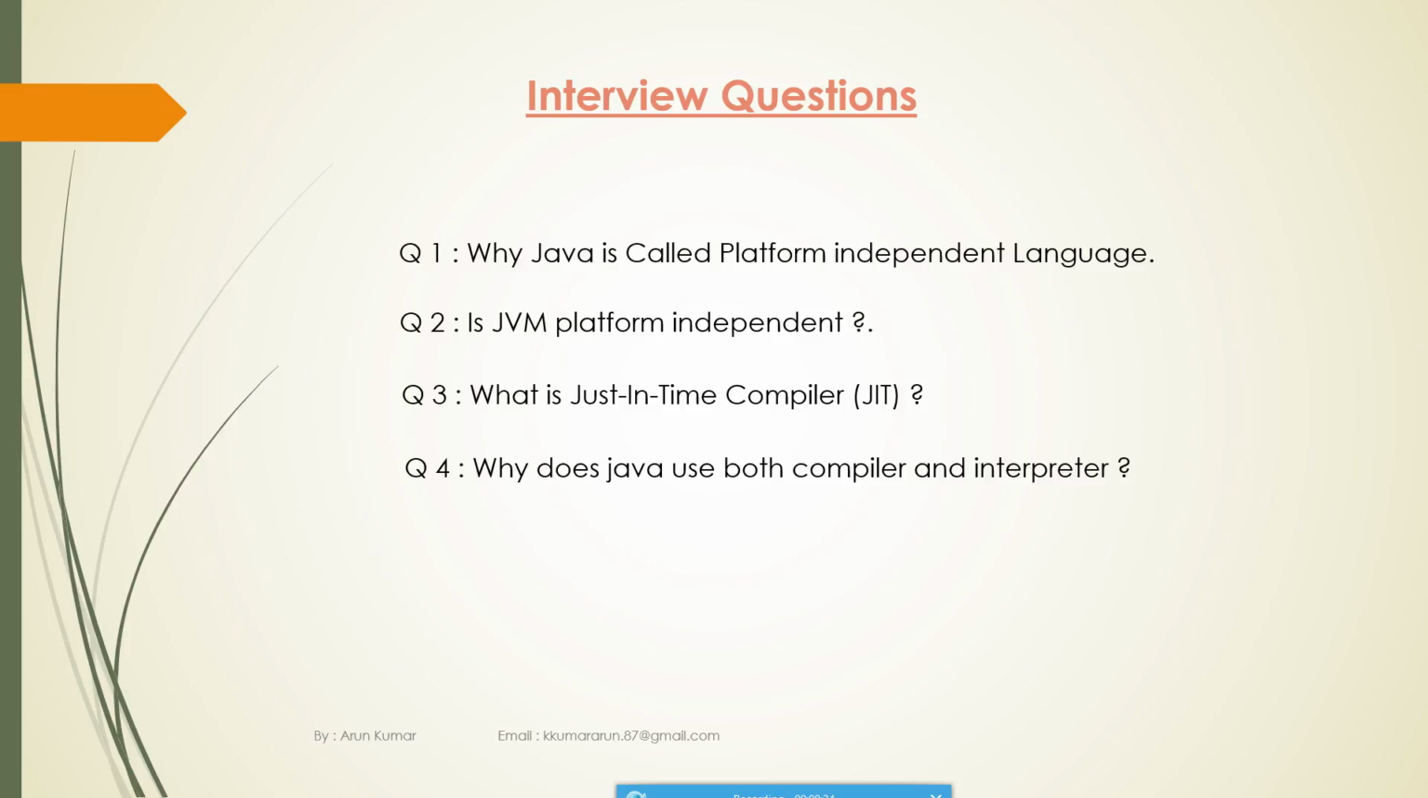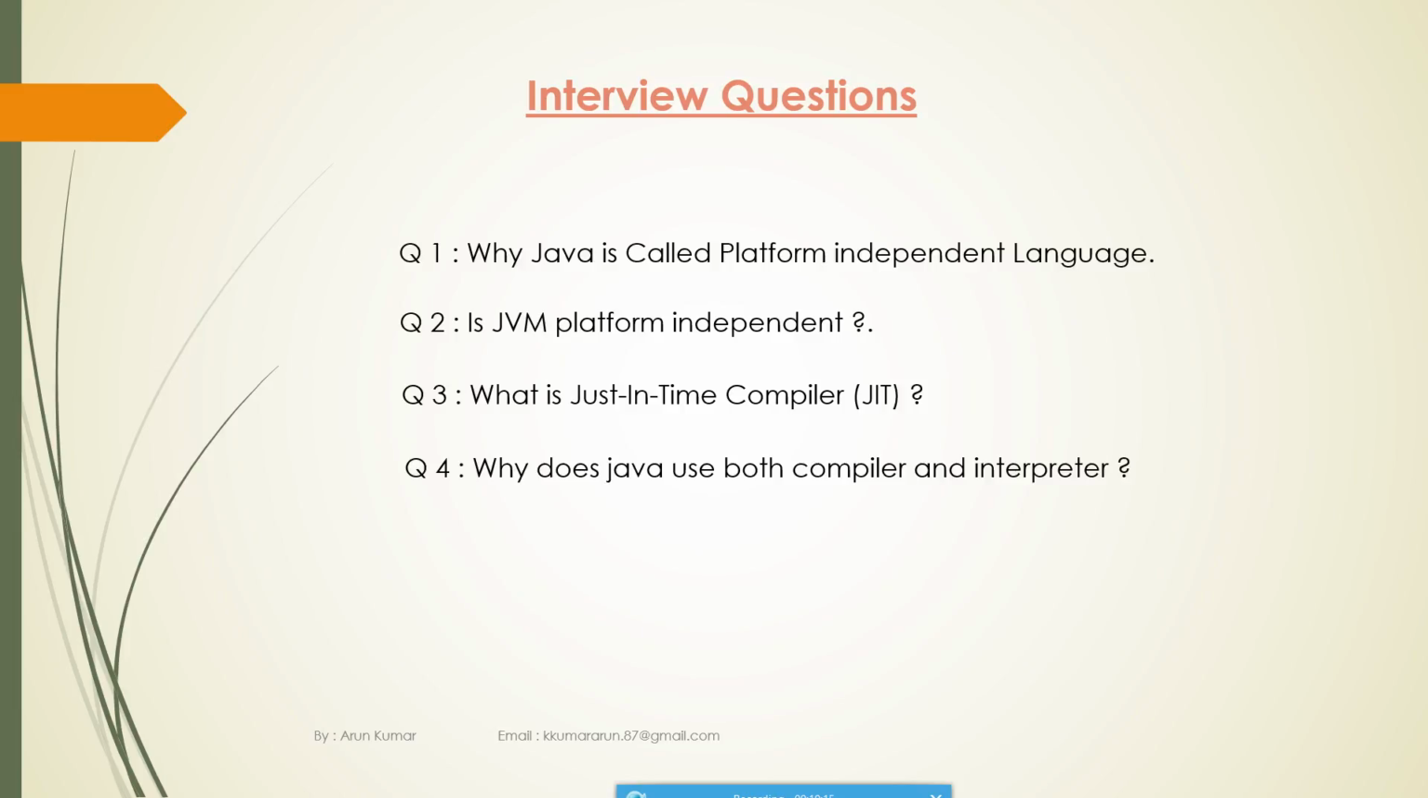Now another point: is the JVM platform independent? So the simple answer is no. Your JVM is platform dependent because it converts your code as per the machine. The internal structure of Windows is different, Linux is different, and all systems are different in different operating systems. So whenever you install your JRE, it's as per the machine. So that means the JVM is platform dependent.